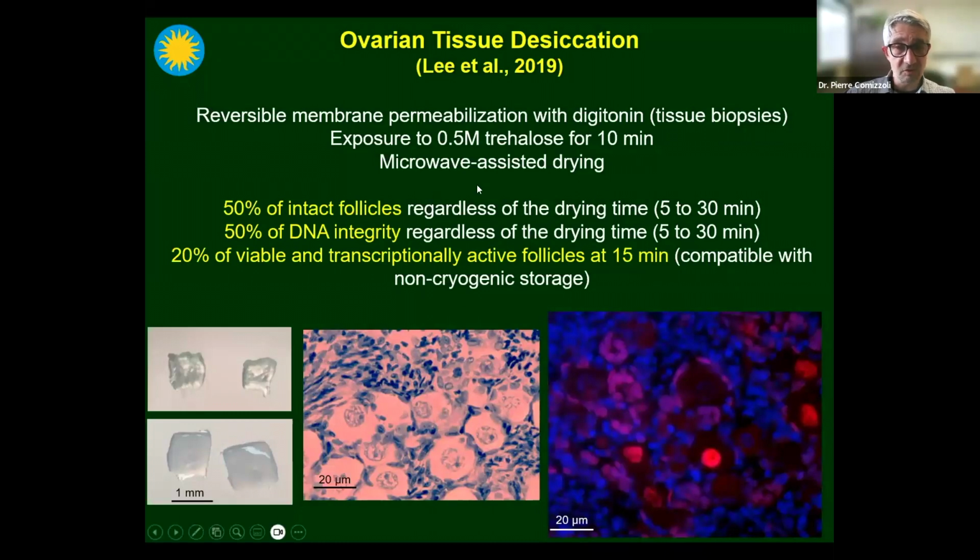we've made some interesting progress. So far, we are able to remove water for 10 minutes, which is also showing us that about 50% of the follicles, the primordial follicles in the ovarian cortex, can survive. And then their DNA integrity is also acceptable.